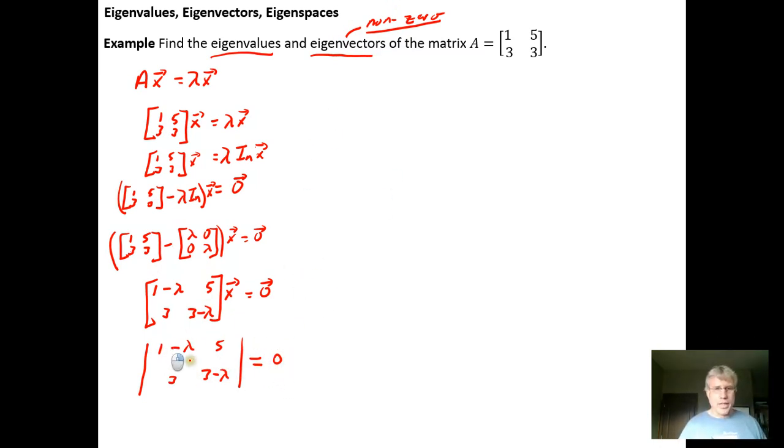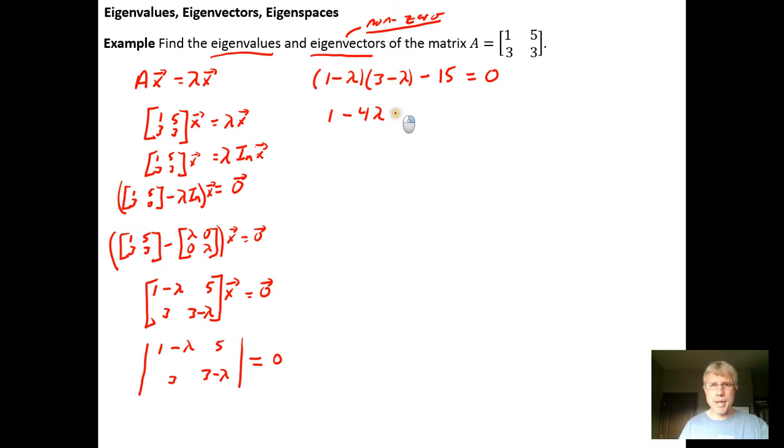So we know how to calculate the determinant of a 2 by 2 matrix. We take the product of the main diagonal, so we do 1 minus lambda times 3 minus lambda. And then it's minus the product of the other diagonal, so 5 times 3 is 15. And we need to find values for lambda that will make this determinant calculation equal to 0. And then we can simplify things a little bit. So we get 1 times 3 is 3. We get minus 3 times lambda. Minus lambda times 1 is going to be minus 4 lambda.